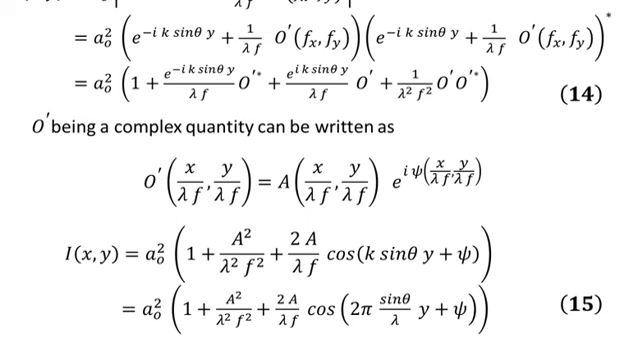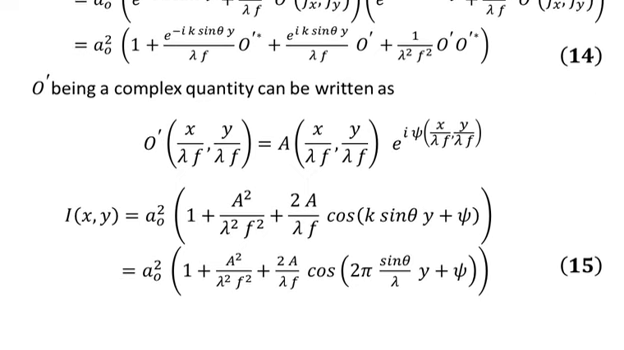This is what we have done. So O prime has been shown with its space variables and can be plugged in, or can be set up as a(x/λf, y/λf) as the amplitude, and then the phase factor e to the power iota sine of (x/λf, y/λf). So we have represented O prime in terms of its amplitude and its phase factors.